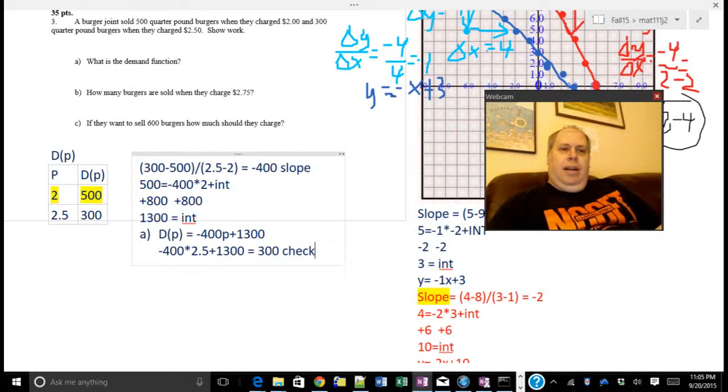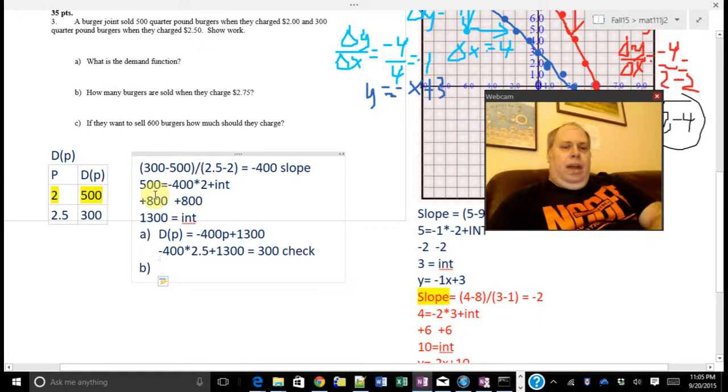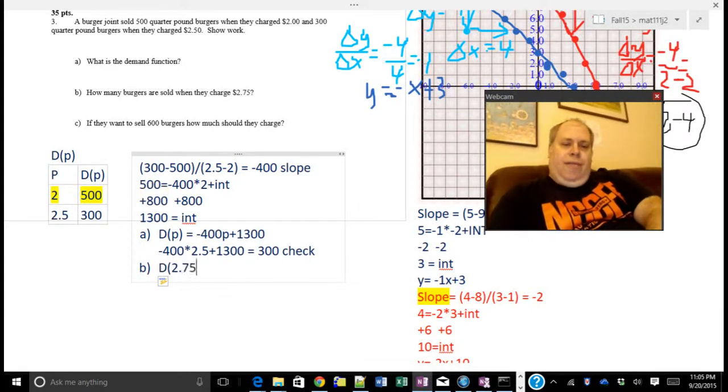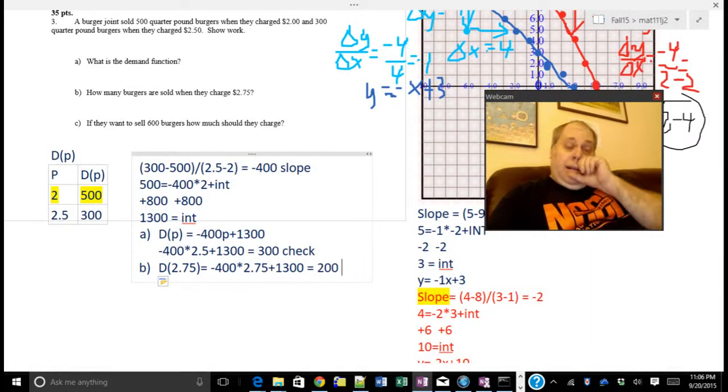They're tricky. Now we have part B, and they're asking, now $2.75 is clearly a price, so we want to do D of 2.75, which equals negative 400 times 2.75 plus 1300, and that's 200. So that's the answer to B.